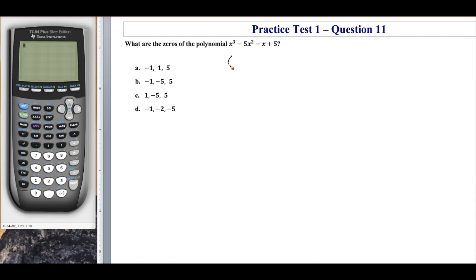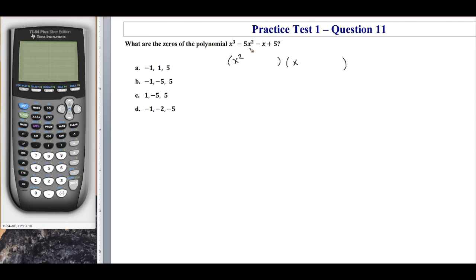To factor, set up two parentheses and ask yourself what times what equals x cubed. And that would be x squared times x. Then take a look at your constant term and ask yourself what factors of 5 will give me a negative 5x squared and a negative x. Well, those would be factors of negative 5 and negative 1, but it does depend on where we put them.